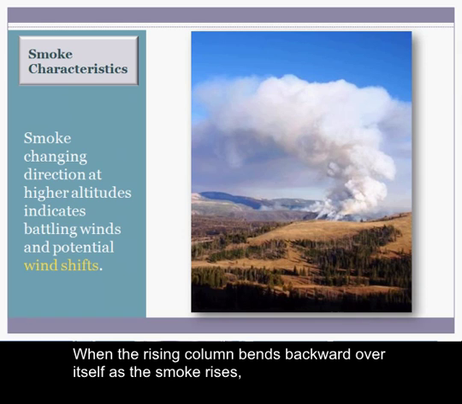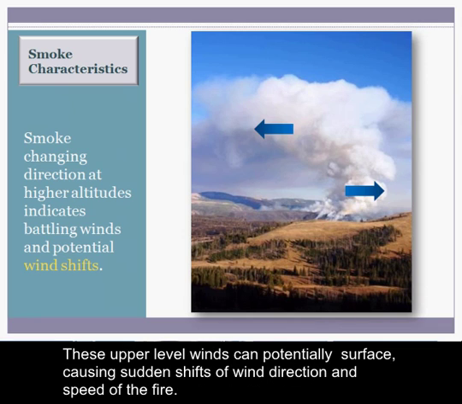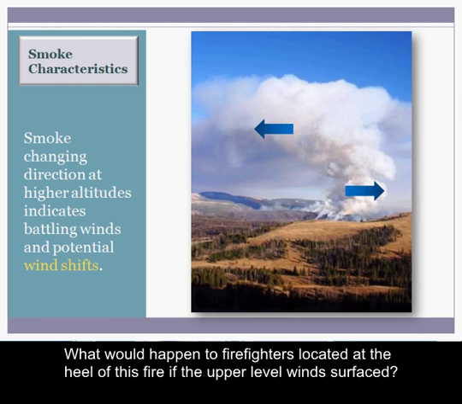When the rising column bends backward over itself as the smoke rises, that's an indicator that the upper-level winds are blowing in a direction opposite that of the surface winds, sometimes called battling winds. These upper-level winds can potentially surface, causing sudden shifts of wind direction and speed of the fire. What would happen to firefighters located at the heel of this fire if the upper-level winds surfaced?